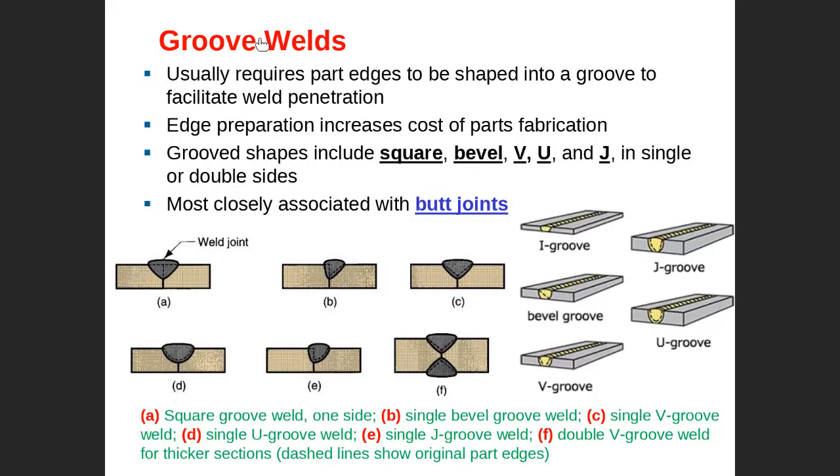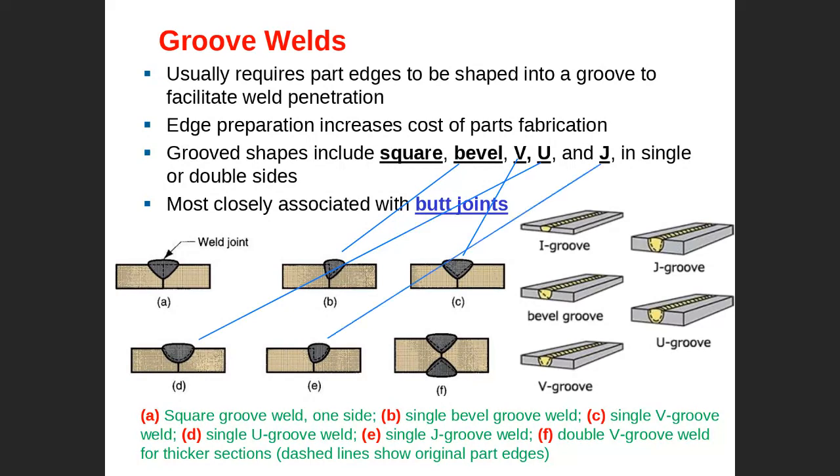The second type is what we call groove weld, and they call it groove weld because here we create a groove initially. Before we do the welding, we create a groove, and then we do the welding in the groove. So they call it groove weld. And the groove weld could be either square or bevel. This one is bevel. This one is V because it looks like a V. This one is U. This one is J.